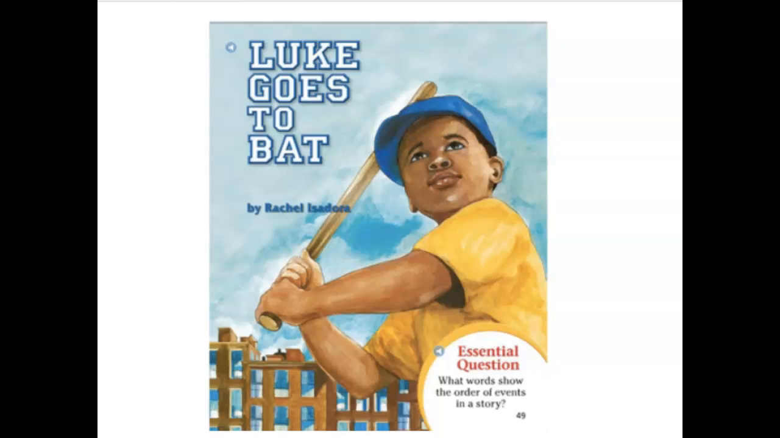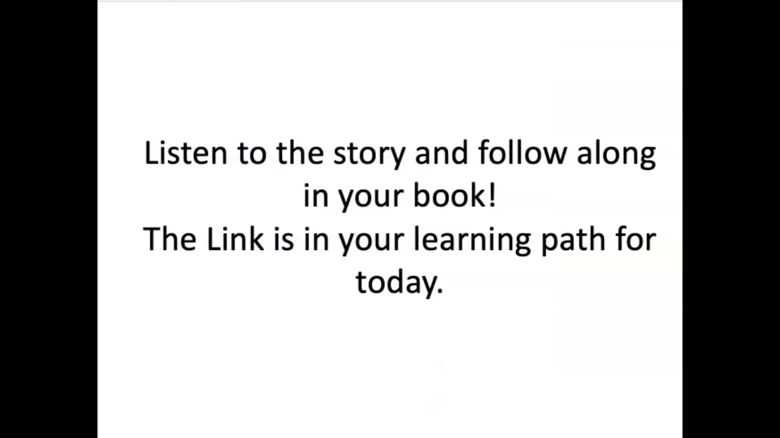And while you're reading the story, I want you to think of the essential question, which is, what words show the order of events in a story? While you're reading this story, I also want you guys to think about why do we keep trying even when something is difficult to do? Why should we keep trying even when something is difficult for us to do? So, listen to the story, follow along in your book.